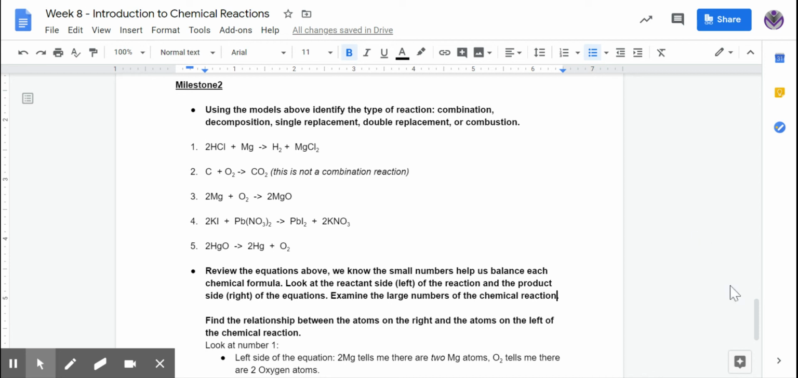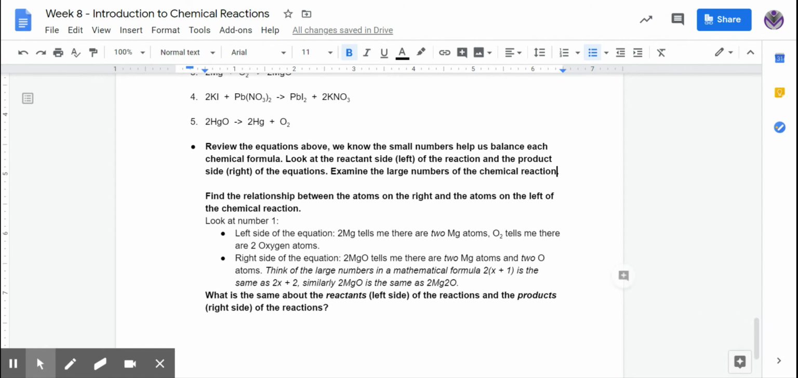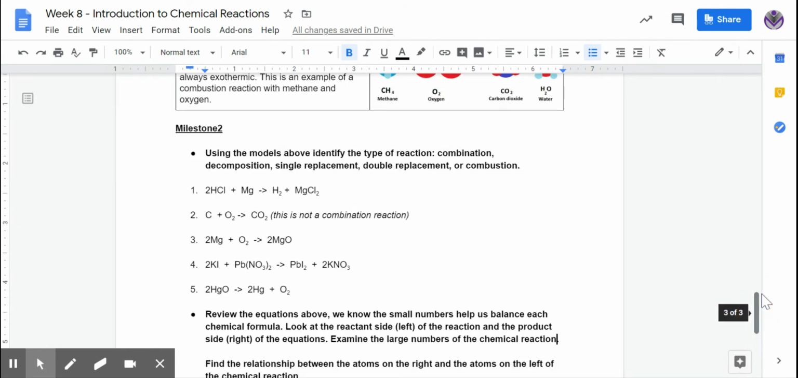Okay, so I've given you guys some hints, right? If you think of a math equation, 2 times x plus 1 is the same as 2x plus 2, right? So what do you think these large numbers do? How does that relate to what's going on with the reaction? So another piece is we have two sides of the chemical reaction. The left side is the reactants. The right side is the products, okay?